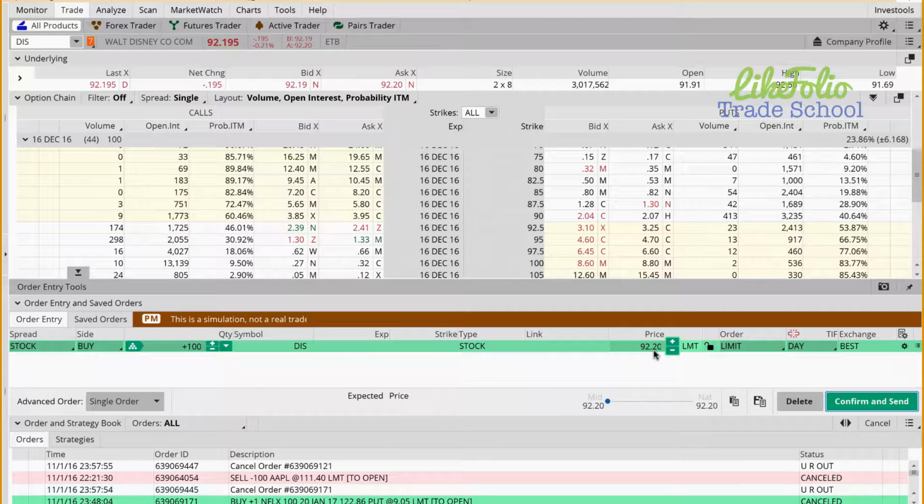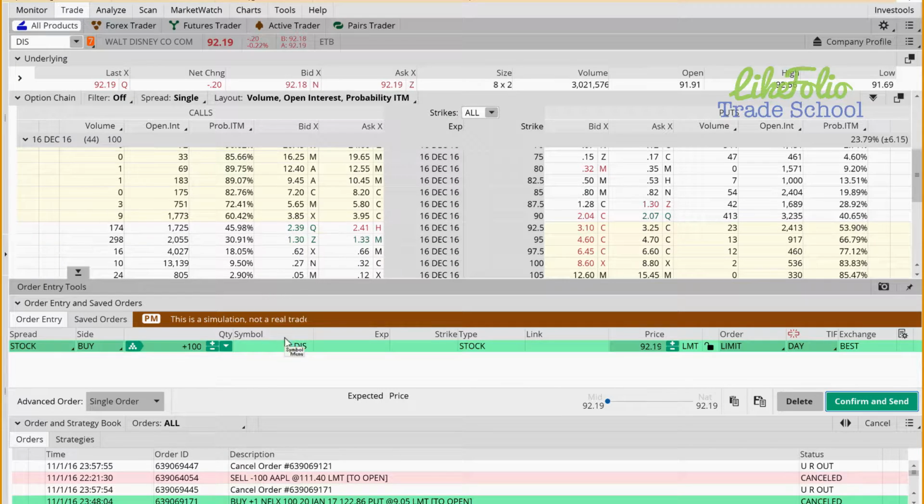So currently the price of Disney is $92.20. Our closest strike would be $92.50. That's probably a little too close. But going 2.5 points up to the 95s keeps us pretty close to the stock, but still gives us a pretty decent premium number here. We look at the bid side, we'd be selling it for $1.30. So we'd sell these 95 calls for $1.30.